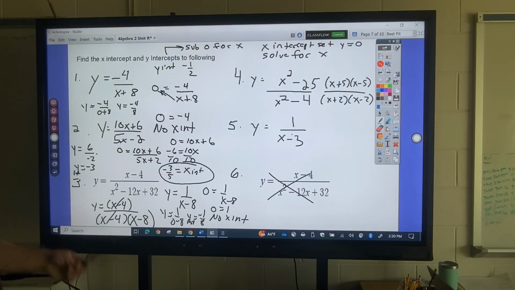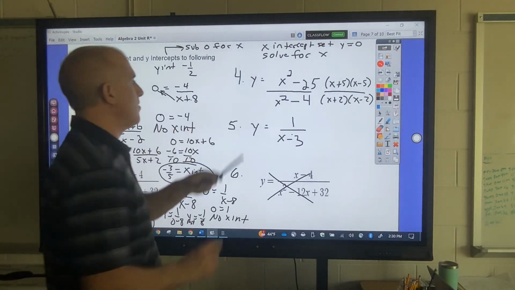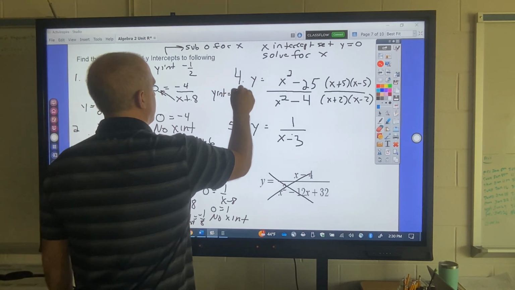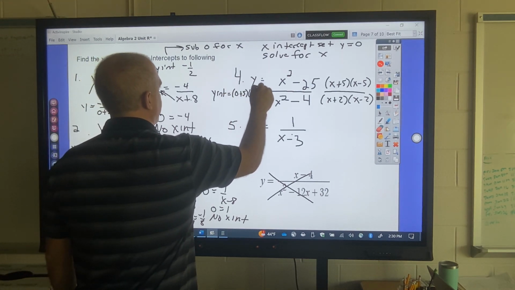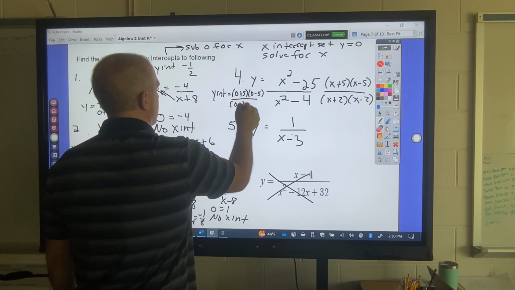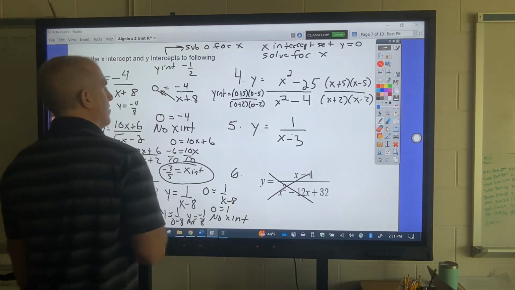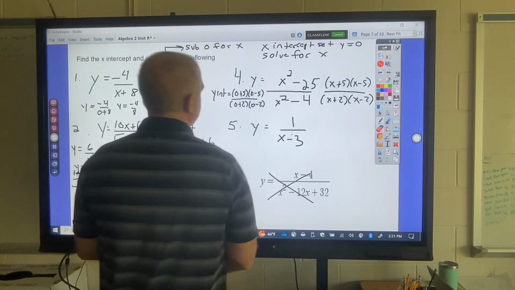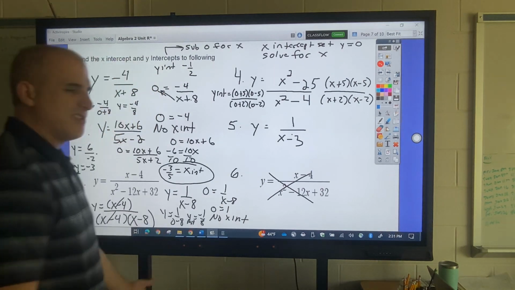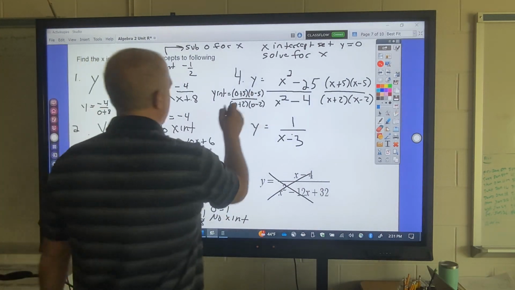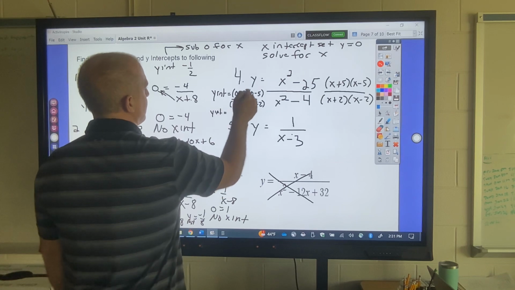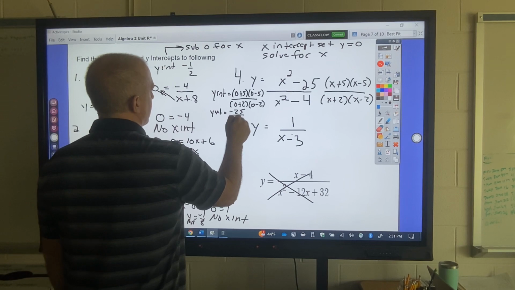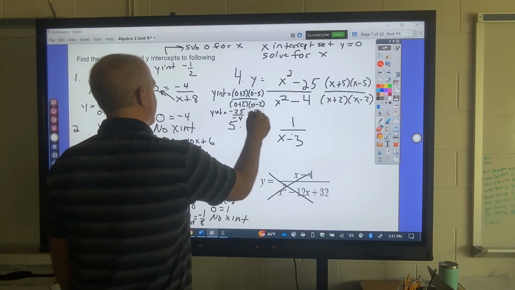Okay, so I want to find the y-intercept. I want to put 0 in for x. So that'd be 0 plus 5, 0 minus 5, divided by 0 plus 2, 0 minus 2. If you want to do that calculation, you can do it that way, or you could just put 0 into the original. That's probably the easiest way to do it. So that y-intercept is going to be 5 times negative 5, which is negative 25. This would be 4 times negative 2, which is negative 4. That's going to be 10 halves.